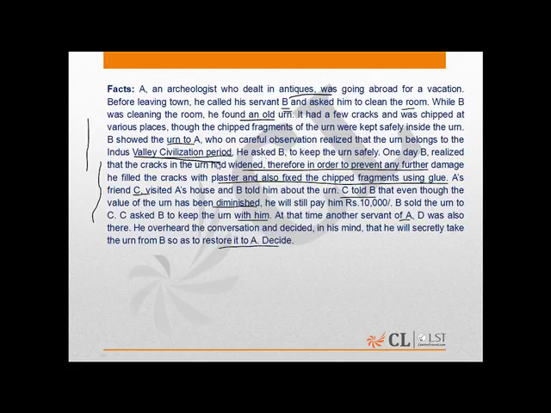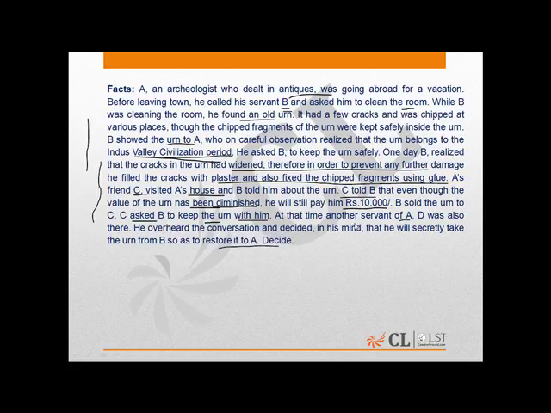One day B realized that the cracks in the urn had widened. Therefore, in order to prevent any further damage, he filled the cracks with plaster and also fixed the chipped fragments using the glue. A's friend C visited A's house and B told him about the urn. C told B that even though the value of the urn had been diminished, he will still pay him rupees 10,000. B sold the urn to C. C asked B to keep the urn with him.